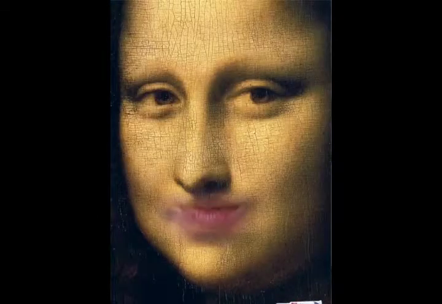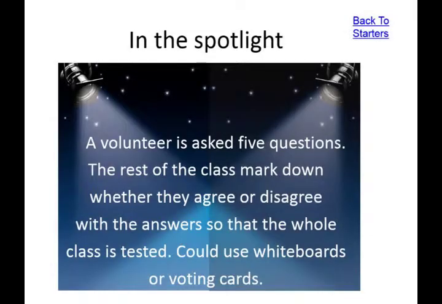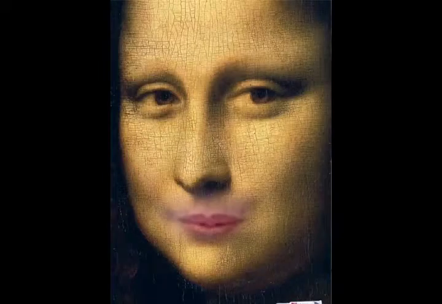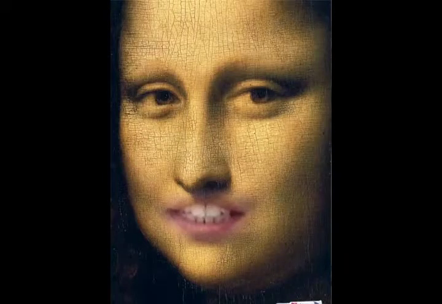Right, this is a nice one. It's called In the Spotlight, and it's very good if you've got some confident students that are quite happy to answer questions in front of the rest of the class. I think it helps with the quieter ones just to listen to someone else verbalise, and then you can get a straw poll response with hands at the end of the session.